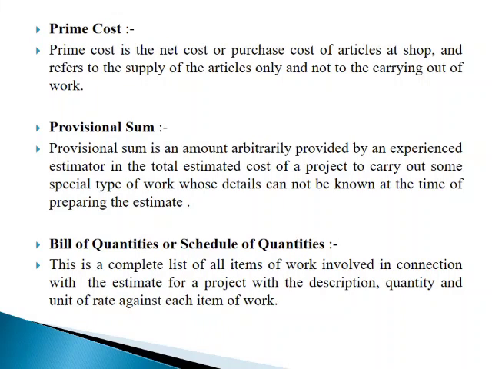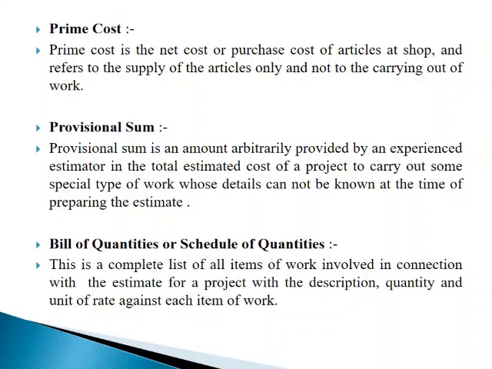Prime cost. Prime cost is the net cost or purchase cost of an article at the shop and refers to supply of the article only, not to carrying out the work. Next is the provisional sum. A provisional sum is an amount arbitrarily provided by an experienced estimator in the total estimated cost of the project to carry out some special type of work, whose details cannot be known at the time of preparing the estimate.